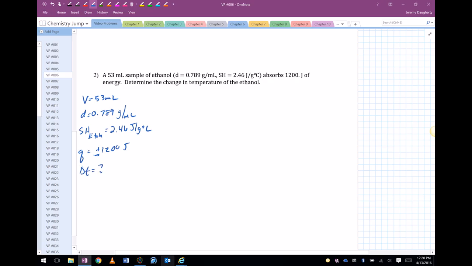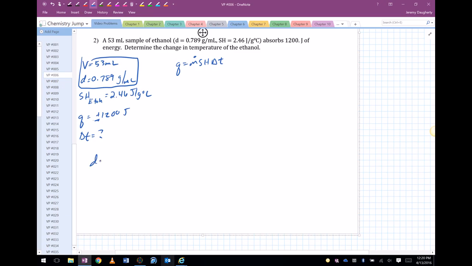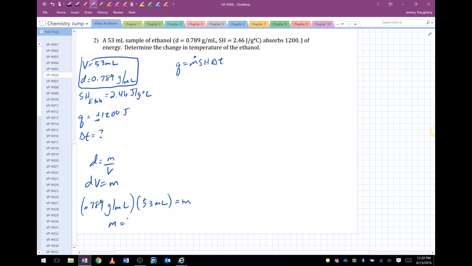Now, if I look at my Q equals m s h delta T, the only thing I don't have is mass. So I'm going to use the volume and density to figure out mass. I'll do that problem just over here. Density is equal to mass over volume. I'm looking for mass, so density times volume is equal to mass. My density is 0.789 grams per milliliter. My volume is 53 milliliters, and that's going to equal my mass, so 0.789 times 53, and I get a mass of 41.817. I don't want to round that yet because that's not my final answer.